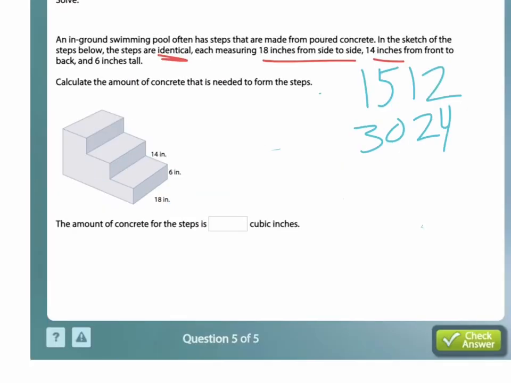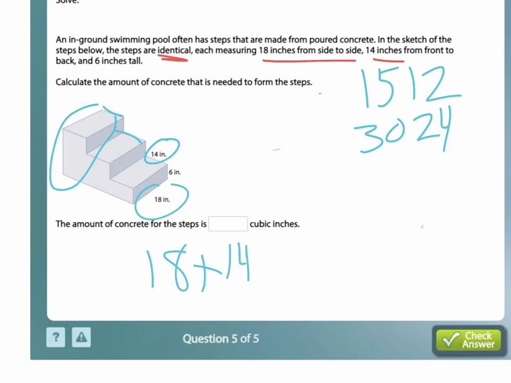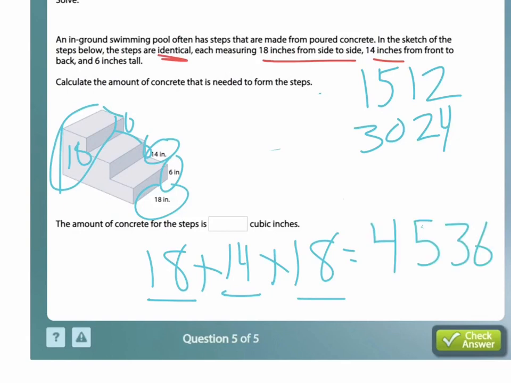All right, let's find the volume of this third step here. You see that it is still 18 inches wide. It is still 14 inches deep because all these are the same, but it is not 6 inches tall. It is 3 times 6 inches because that's 6 and that's 6. So the total would be 18 inches tall. So the total volume of the third step you calculate by multiplying 18 times 14 times 18. And when I do the multiplication, I get 4,536.